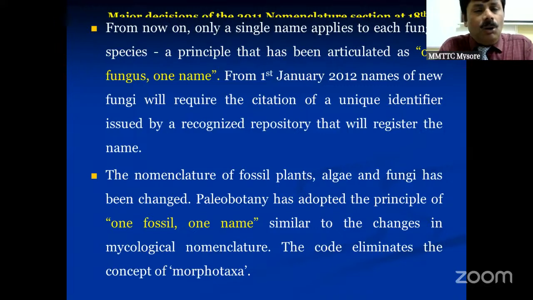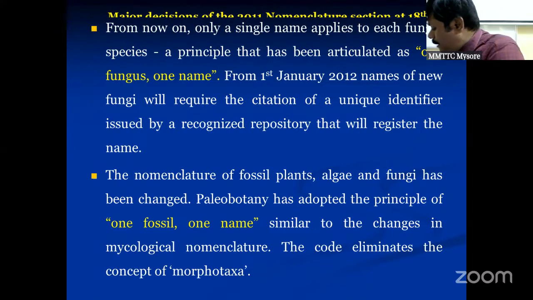Now, very importantly, I want to take a minute of your time. From now on, only a single name applies to each fungal species, a principle that has been articulated as one fungus, one name. Please note down, this is very important, because in the earlier code for fungi, the asexual stage used to have one binomial name and the sexual stage another binomial name. This was allowed in the earlier cases.